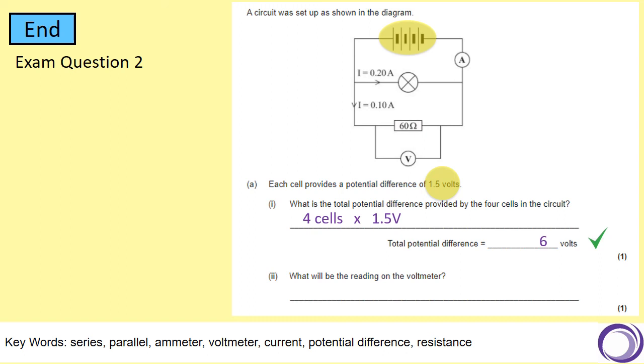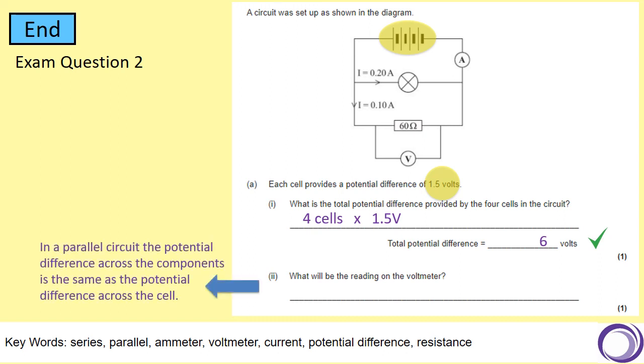Well, because it's a parallel circuit, the voltmeter is reading the potential difference across the 60 ohms, and it's just going to be 6 volts because it's the same as it is across the cell. It'd also be 6 volts across the bulb if you looked at the bulb. 6 volts, 1 mark.